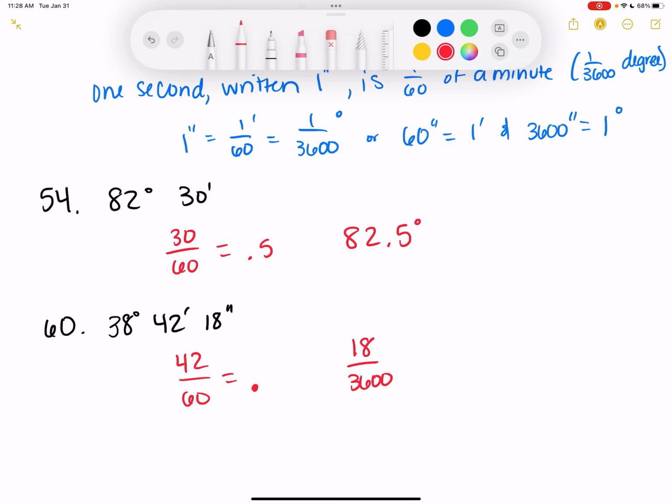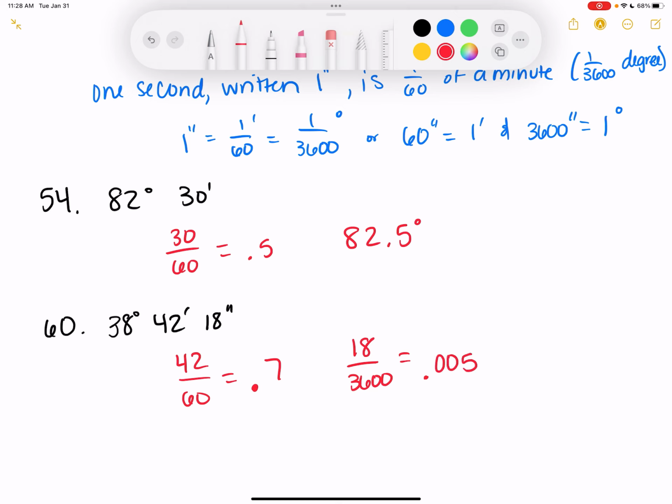Oh, we can do it in my head, if I can. You cannot do that in your head. Do it. So the first one is 0.7. No way. Is that right? The second one is 0.005. Is he a human calculator?